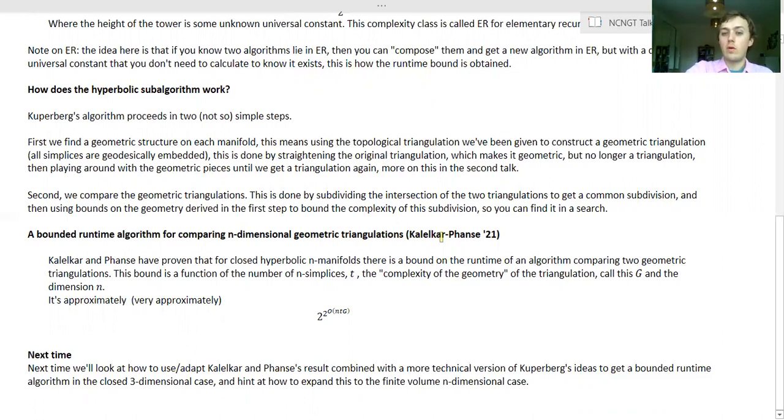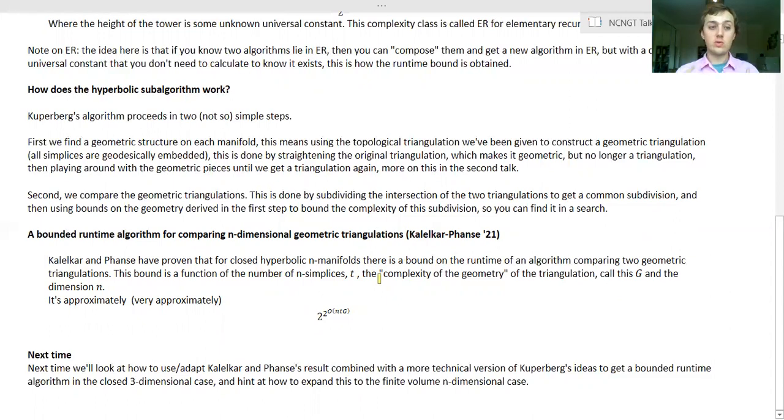And even more, their input requires you to have some understanding of the complexity of the geometry. So their bound is a function of the number of n-simplices, the dimension, but also this geometry. We called it G, but you can think of G as something like the maximal length of an edge in the triangulation, times the volume of the manifold divided by the injectivity radius, something like that. And their algorithm has runtime bounded in the following way: 2 to the 2 to the big O, and then it depends on n, c, n, G, t. But that's very approximate. That's not how they word their solution.